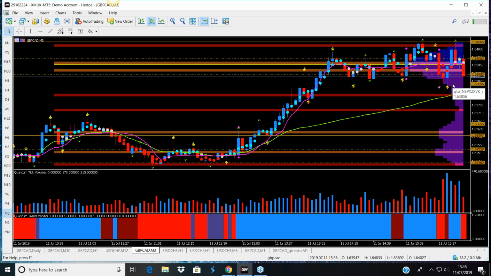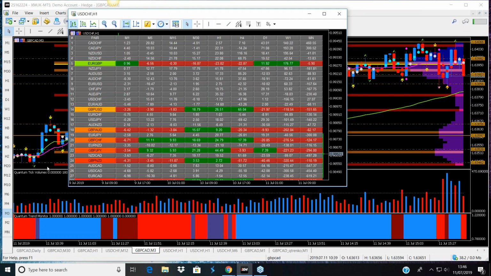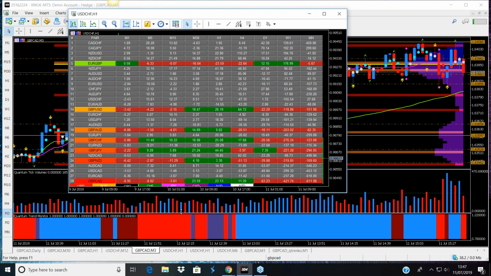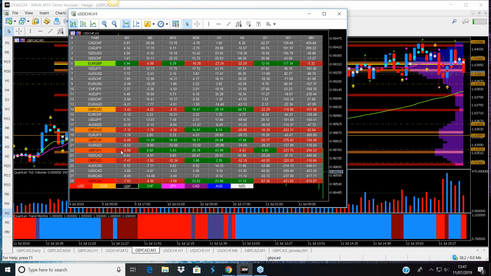And what do we have here? We've got 63.85 to the downside. And what is the heat map? As I said, the heat map is great for picking out these pairs that are at these big extremes, as it were.